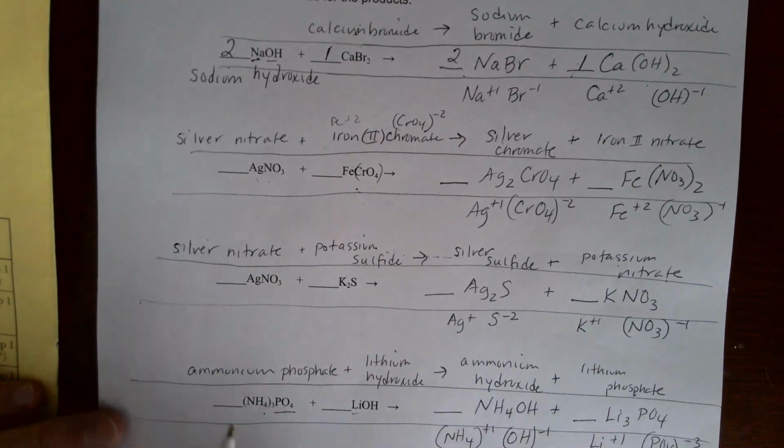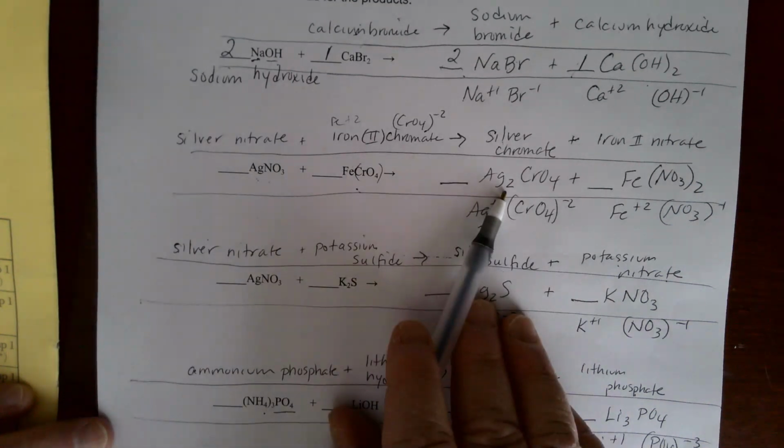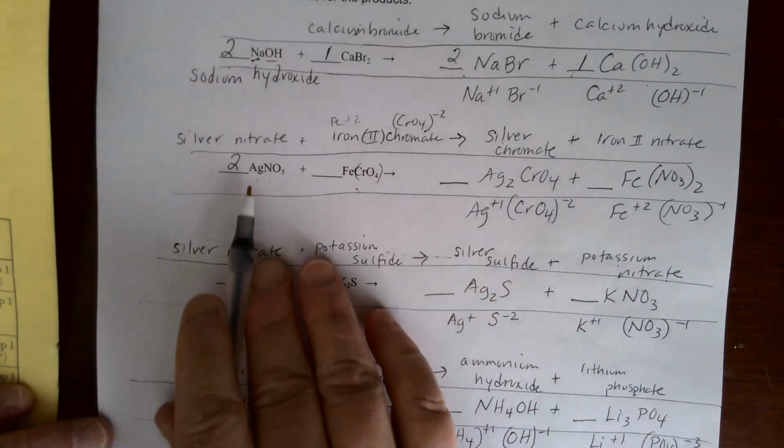Let's take a look at the second equation. The first element I see is silver. I see 1 silver on the left. I see 2 silvers on the right. I'm going to go back here and put a 2 in front of the AgNO3.